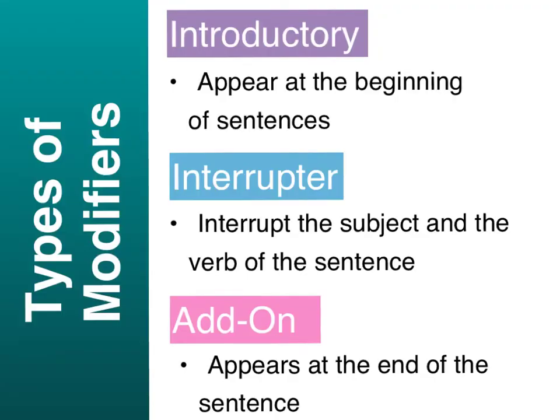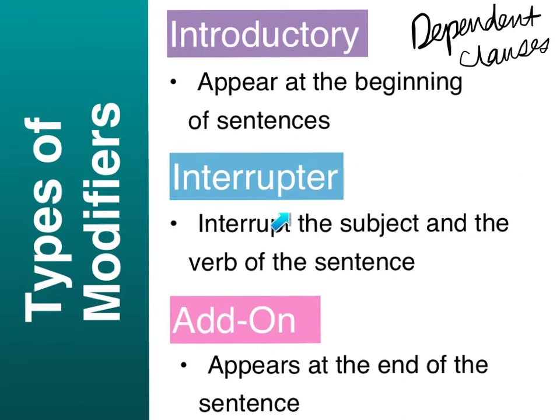So there are 3 types of modifiers that you should be familiar with. First is the introductory. It begins sentences. They appear at the beginning of sentences. So we know these as those dependent clauses that come up, right? The dependent clauses that start although, blah, blah, blah, and so on. So that could be considered a modifier.